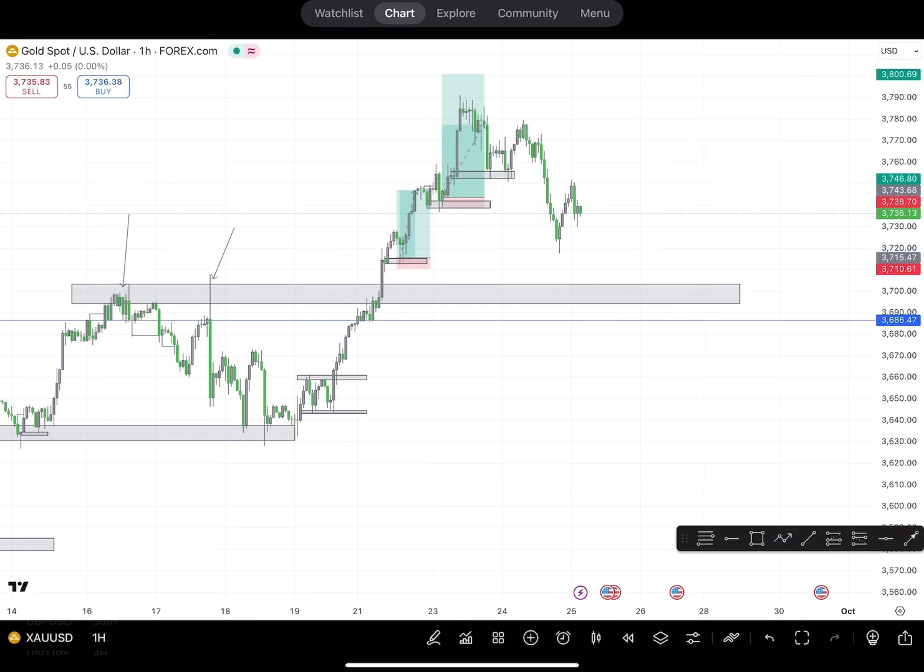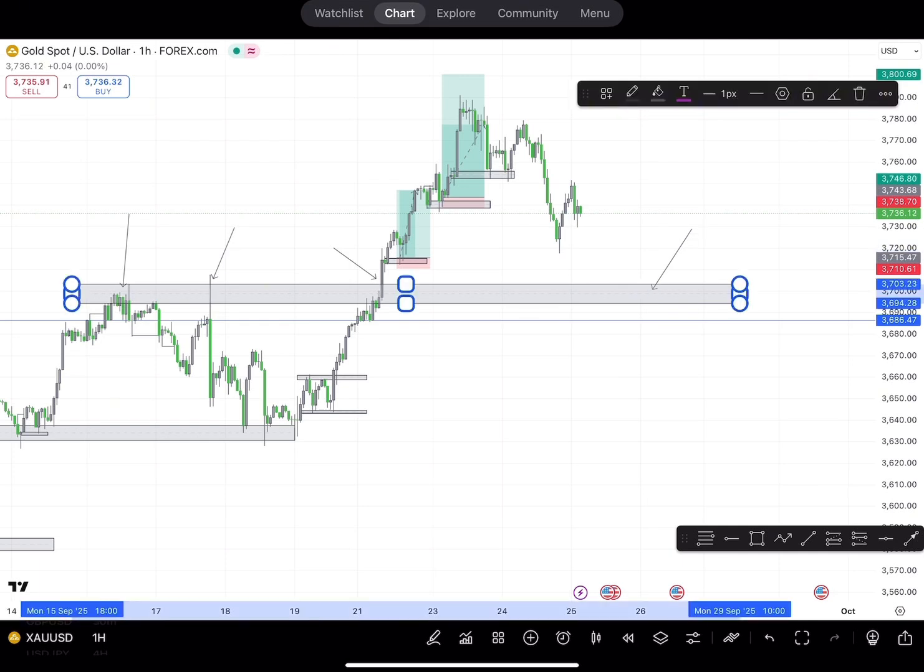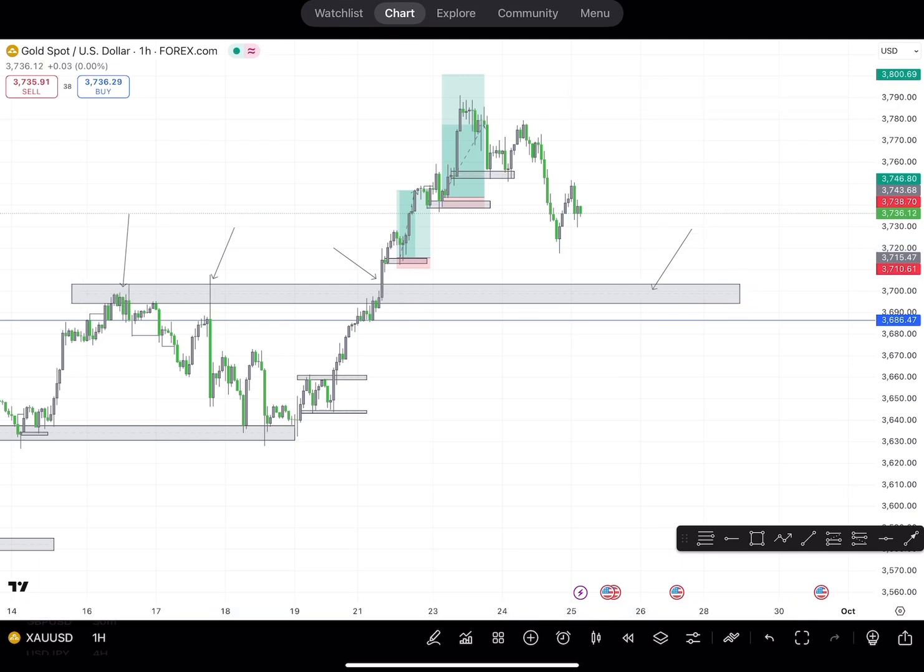Definitely, as price broke structure to the upside, right here, it automatically turns this whole zone that I drew into a support zone. So now this zone is a support zone. This is where I think price is going to come to. So we should be expecting a move like this. Let me show you guys.